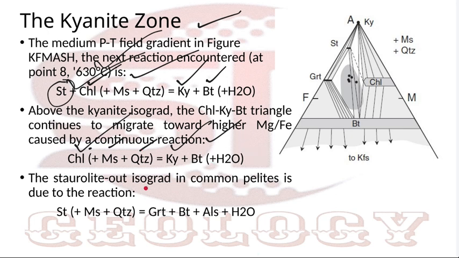Staurolite-out isograde means staurolite is getting exhausted from the system. Staurolite converts to garnet plus biotite plus ALS. What is this ALS? Aluminosilicates, maybe. So this is the staurolite-out isograde.